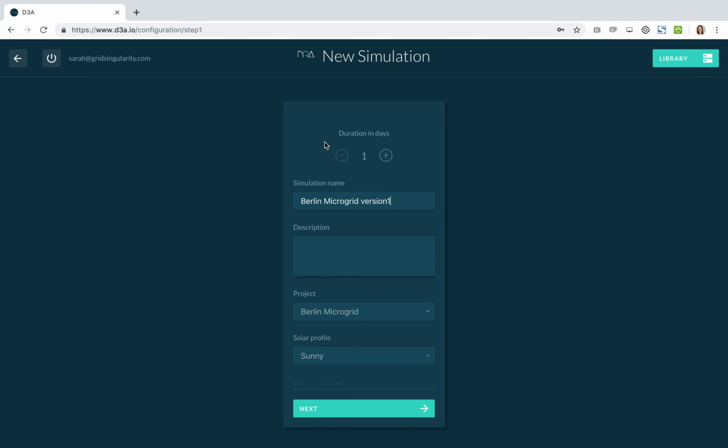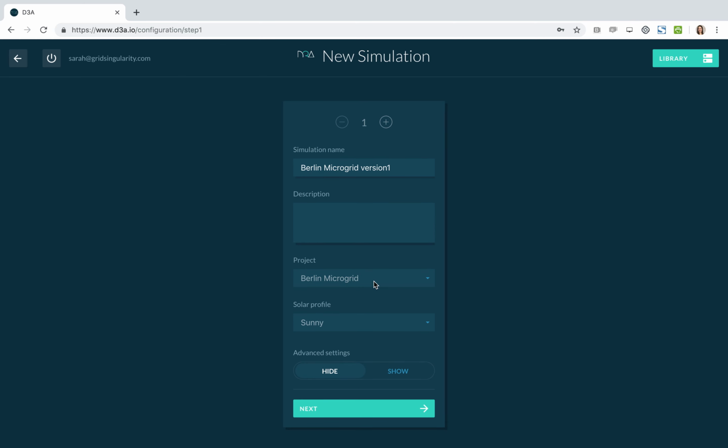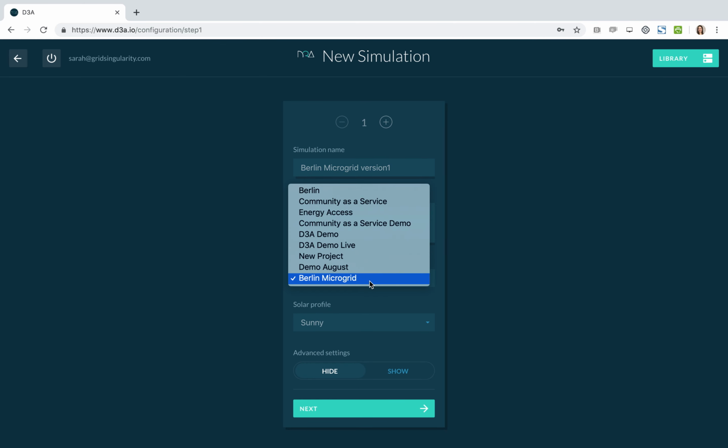So to make a simulation, I can set the length of the simulation, which we'll be adding a feature soon, so you could run it for more than 1 day. And then we have the description box. This simulation can live inside the Berlin microgrid project, or I can move it to any of the other projects that are available on my homepage.